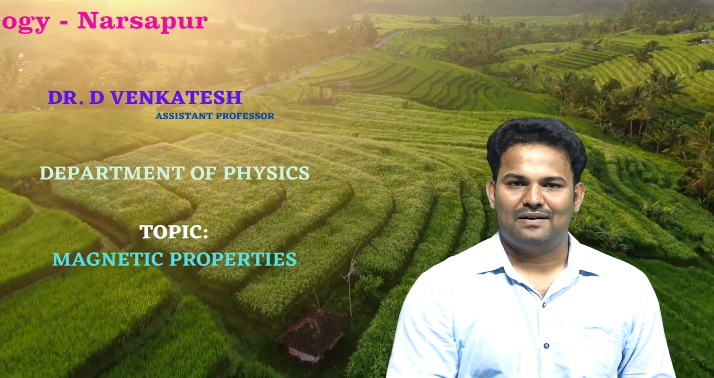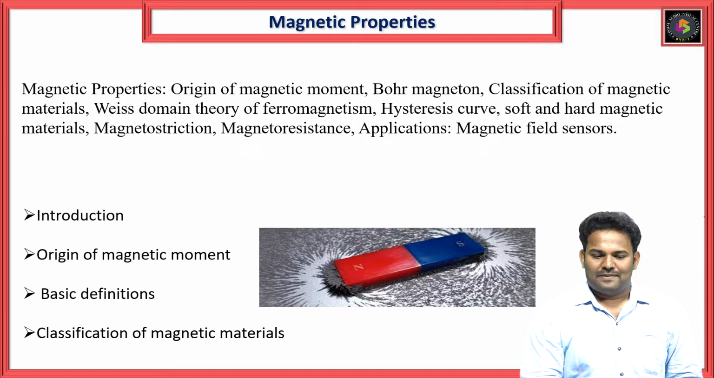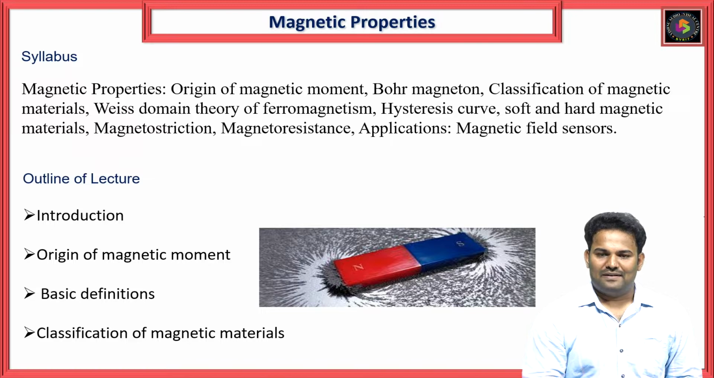Today I'm dealing with the topic of magnetic properties. Magnetic properties of any materials we can learn here. This is the complete syllabus. Here we will learn the origin of the magnetic moment, definitions of some fundamentals of magnetic materials, classification of the magnetic materials, Weiss domain theory of ferromagnetism, hysteresis curve, soft and hard magnetic materials, magnetostriction as well as magnetoresistance, and some applications. Today we will discuss only a few parts: the introduction, the origin of the magnetic moment with Bohr magneton, the fundamentals, a few more definitions, and classification of the magnetic materials. So this is the entire syllabus and outline of today's lecture.